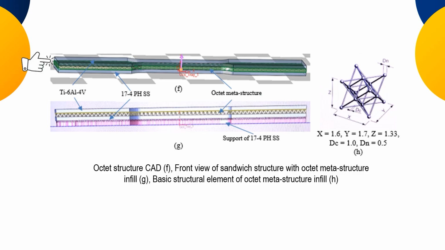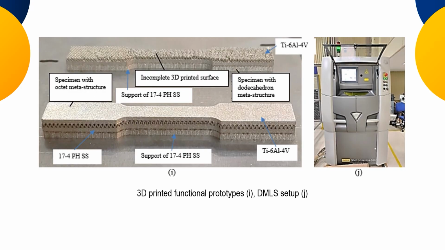Similar to that, top titanium, middle titanium, lower one 17-4 PH stainless steel, and this is the actual printed part. So you can see this specimen with the octet metastructure. Here is the part with 17-4 PH. Here at the top, this titanium part, there was a misrun during the printing. So the specimen with the dodecahedron metastructure we were not able to print in a proper way, whereas with the octet this was suitably printed.